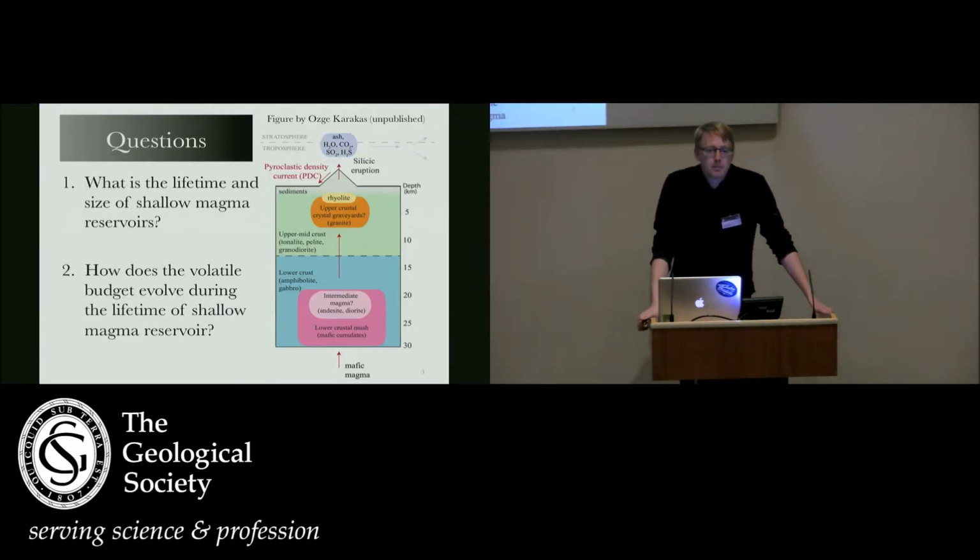So my talk is structured in two parts, and it revolves around these two questions that you see here. What is the lifetime and size of magma reservoirs, and once we have such magma reservoirs, how does the volatile budget evolve as the shallow magma reservoir evolves?